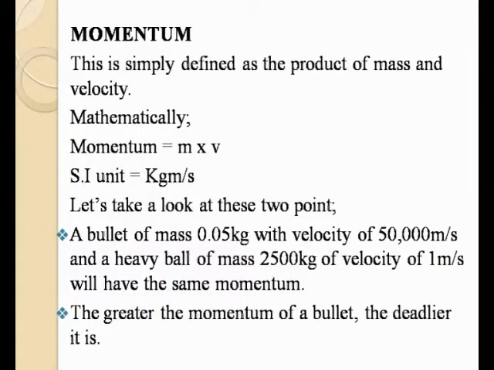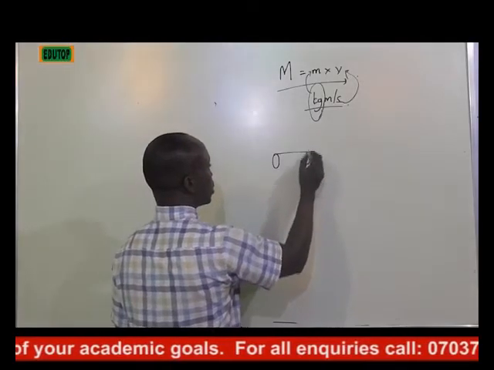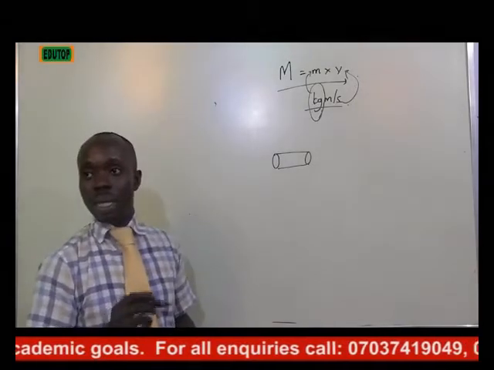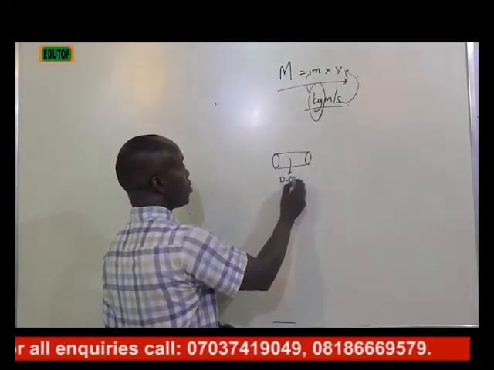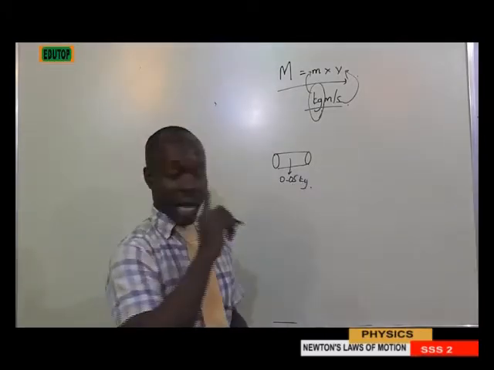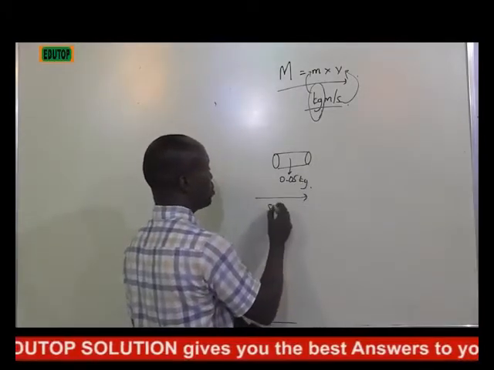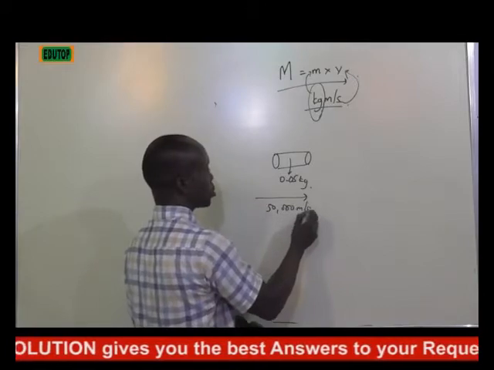Look at these two analyses. A bullet of mass 0.05 kg with a velocity of 50,000 meters per second, and a heavy mass of 2,500 kg. Let me draw it. This is a bullet. Let's say a bullet is of that structure. Then the mass of this bullet is 0.05 kg. It is now moving at a very big speed of 50,000 meters per second.